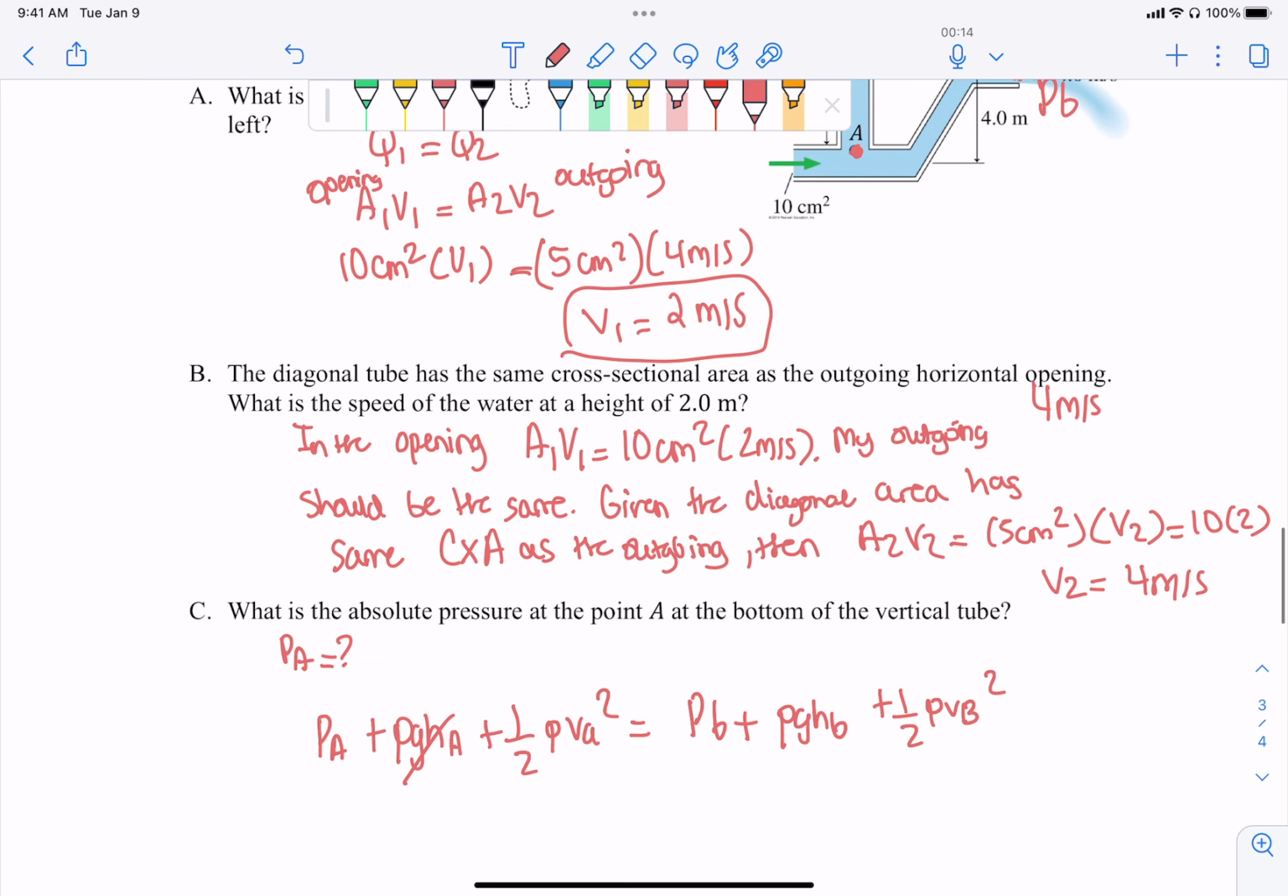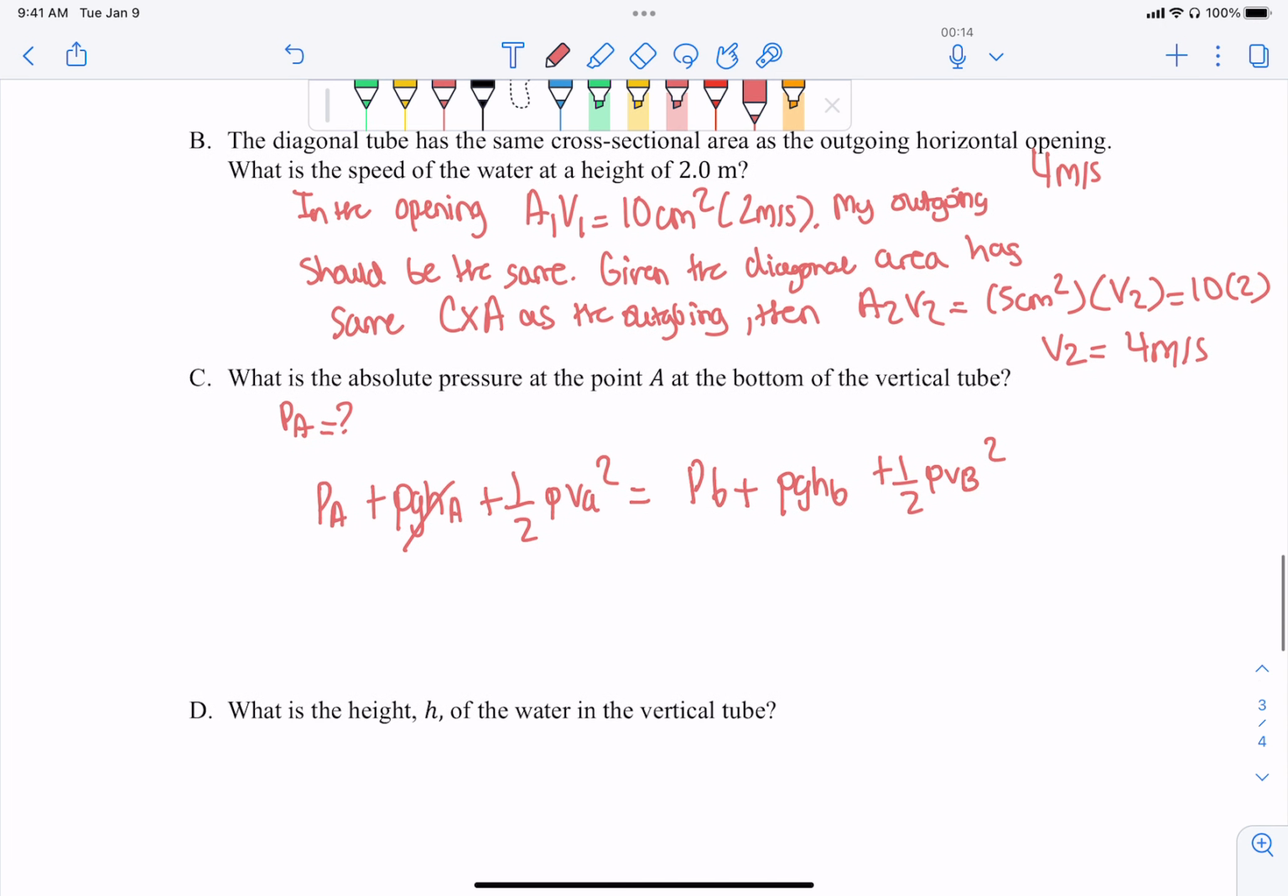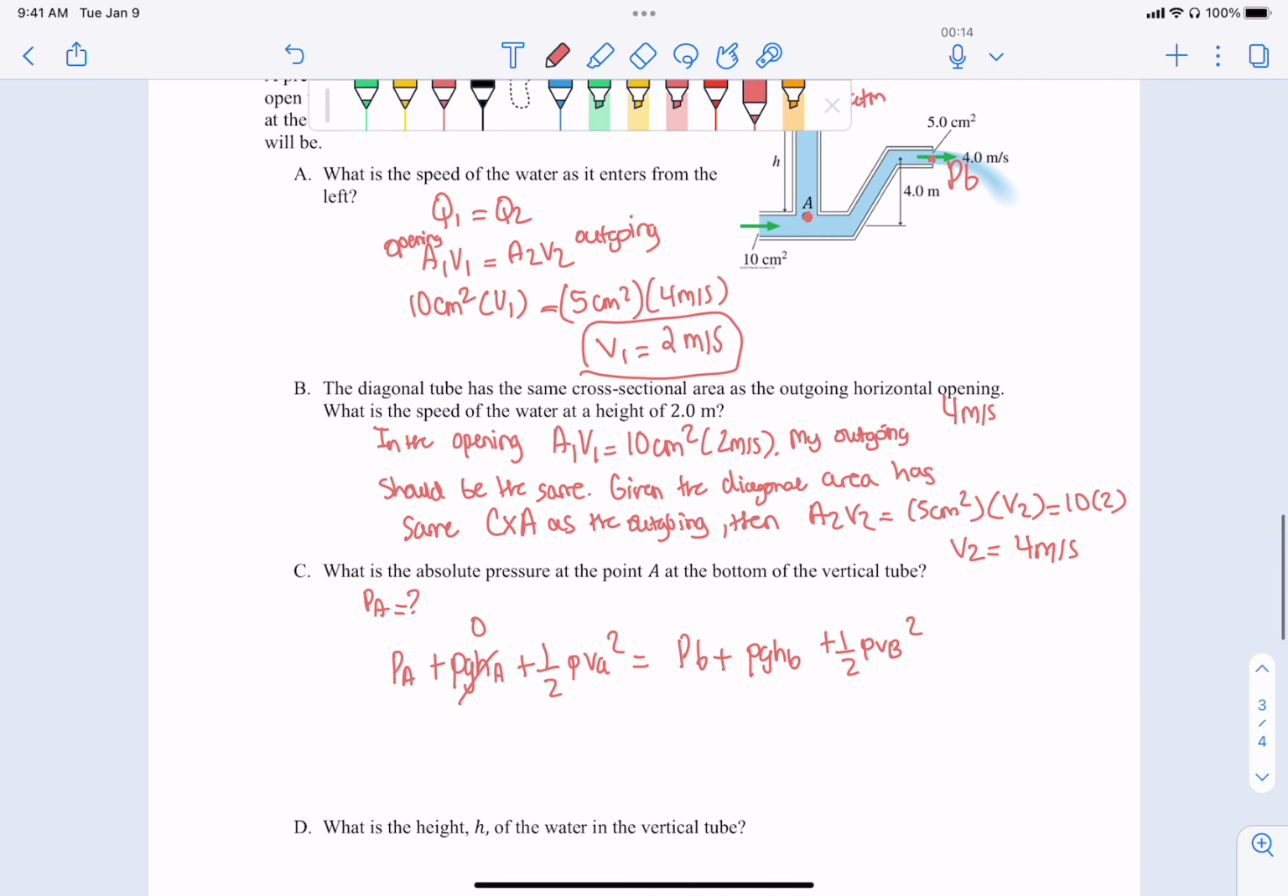Because we can set our height at A to be 0, right? And height at B to be 4 meters. So we can kind of arbitrarily set that. And so if our height at A is 0, then this whole value becomes 0 here, right? And then we know our speed at A from before, right? That was what, 2 meters per second, right? That was the coming in. So we can plug that in here as well.